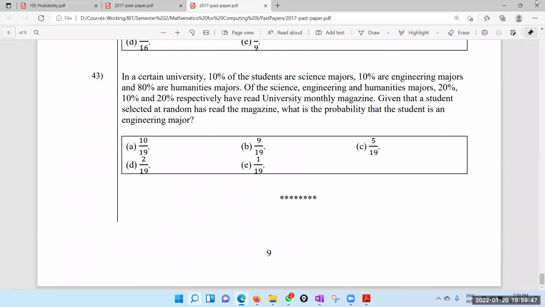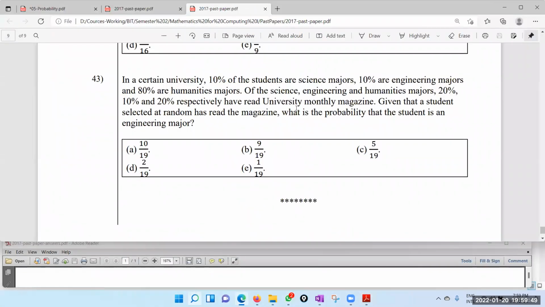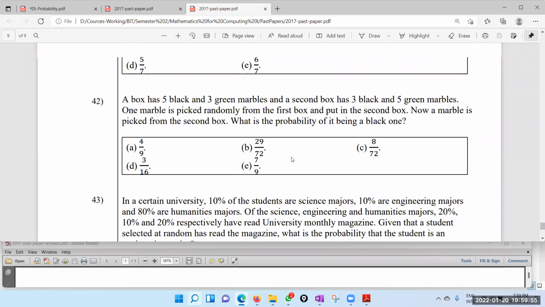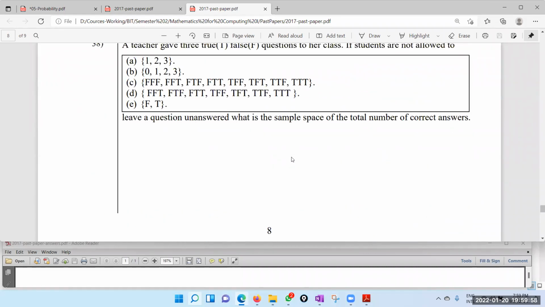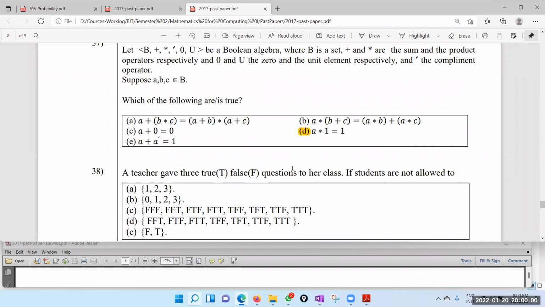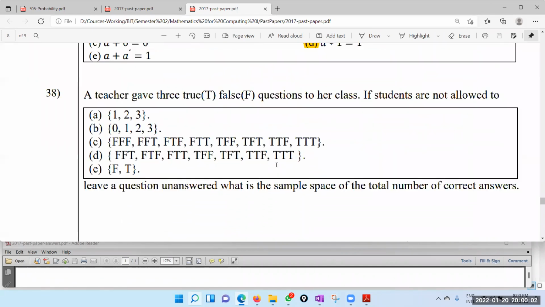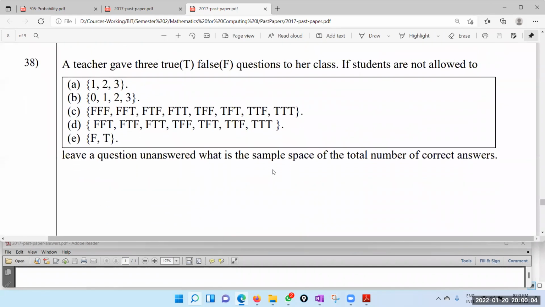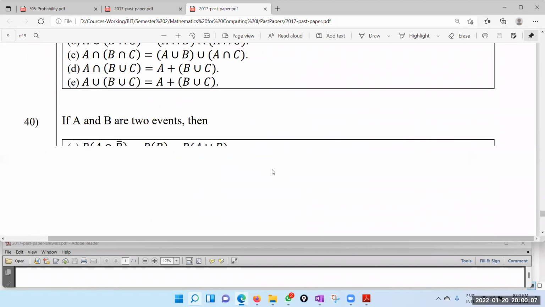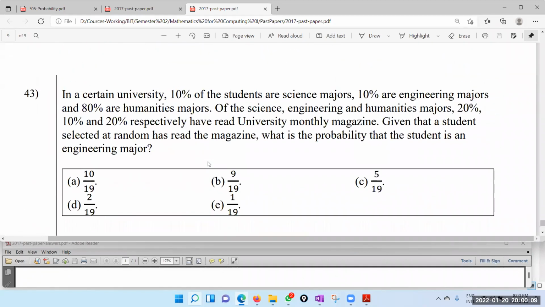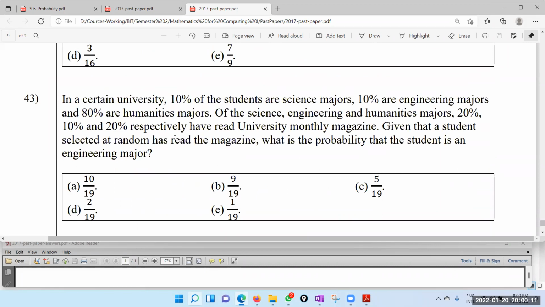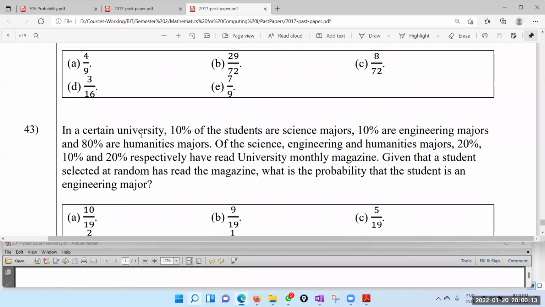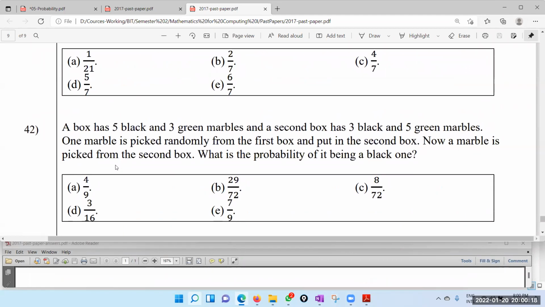Okay, 2017. So we'll be doing a few probability questions. Question 38, so the only difficult question is this kind of question. Those are difficult. That is Bayes' theorem, but other than that, it's easy, okay?